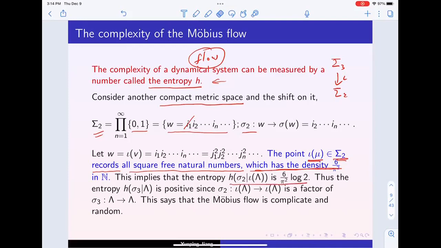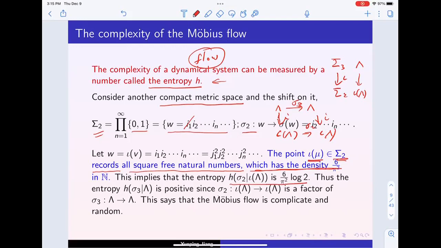So you project that one, and you also project this lambda to the iota lambda, right? Then you have lambda to the lambda, you have sigma 3. Then you project to iota lambda. Then you have an iota lambda. So that's sigma 2. So that's a projection. So this projection is onto, right? It's not 1-to-1, it's onto.